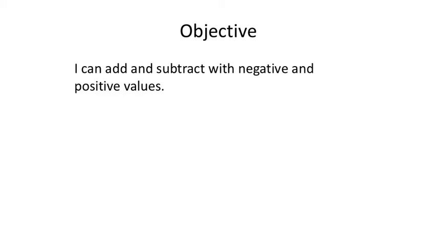And then there is our objective. I can add and subtract with negatives and positive values, which is pretty much all we've been doing, addition and subtraction with negatives and positives. Take 1 minute to copy this down. Now keep in mind that when it comes to subtraction, we don't actually usually use subtraction because of keep, change, change. And that way we only have to remember one set of rules. And the only rule we need for subtraction then is keep, change, change.